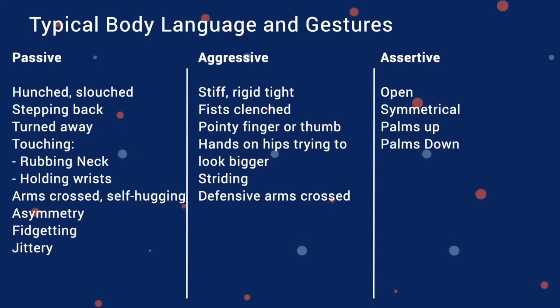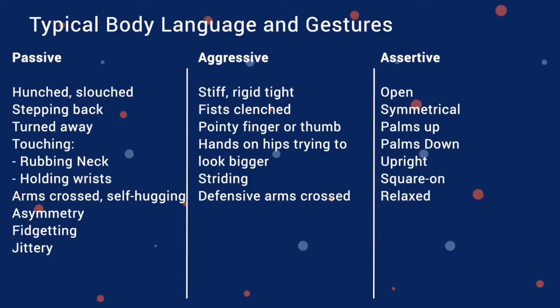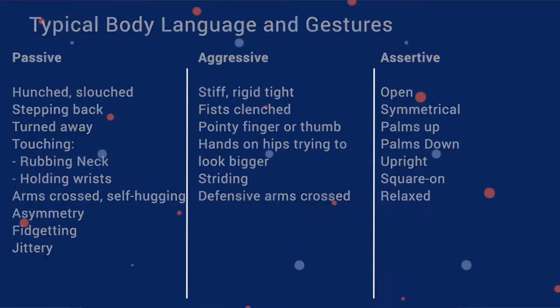Assertive behaviour has open body language, symmetrical body language. Often the palms are up to demonstrate openness or down to demonstrate control. Try it for yourselves. Try holding your palms up. Doesn't it feel like you're showing that you are not a threat to the other person? And now put your palms down and move them downwards a little bit. Doesn't that feel a little bit like you're taking control in an appropriate manner? You'll see assertive people upright, head up, square on to the person they're addressing, and relaxed and comfortable in their own body.